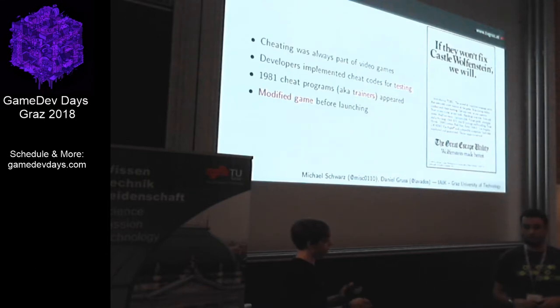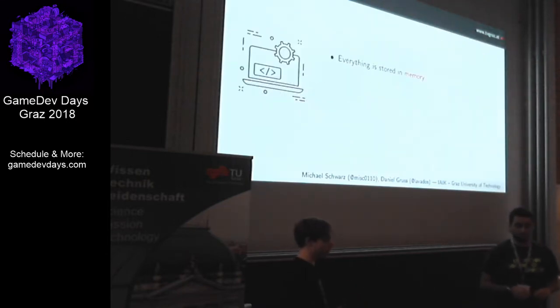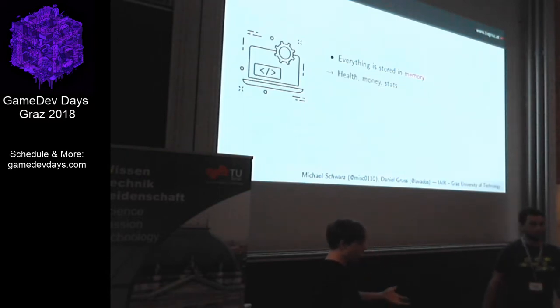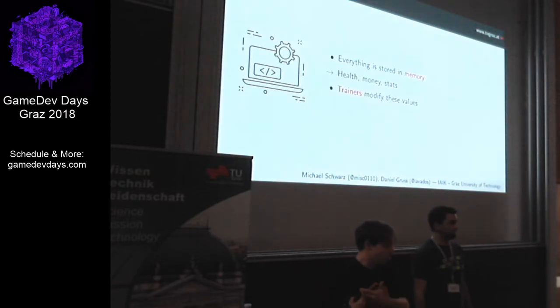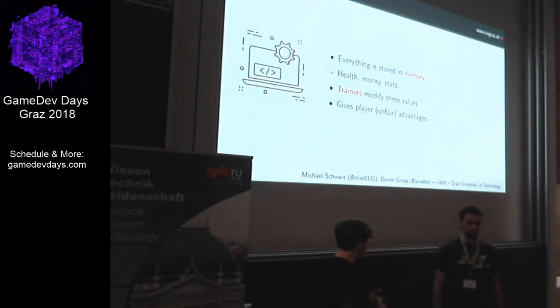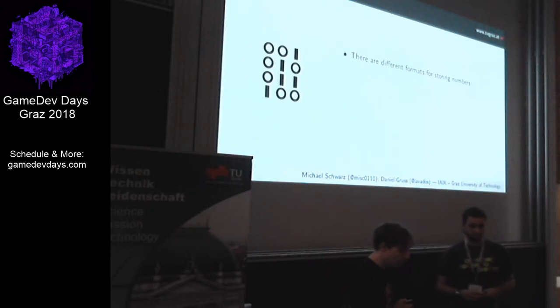So you're talking about things that are in memory, right? And everything is stored in memory. The health, money, stats, anything that defines the game is held in memory. And trainers basically can just modify these values, and by modifying those values you get some advantage. And this is maybe not a problem, but the problem comes when you can do this to cheat in multiplayer or in online games, right?